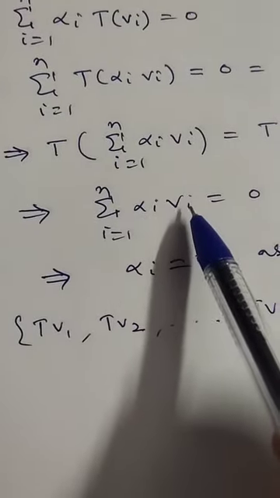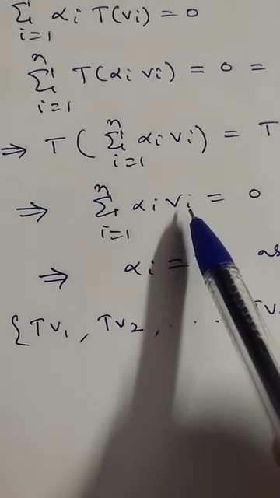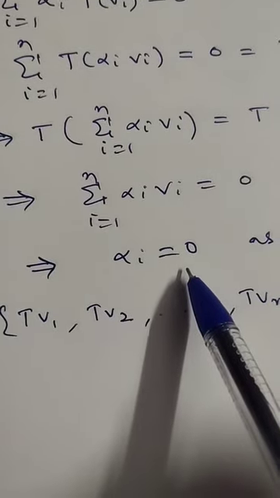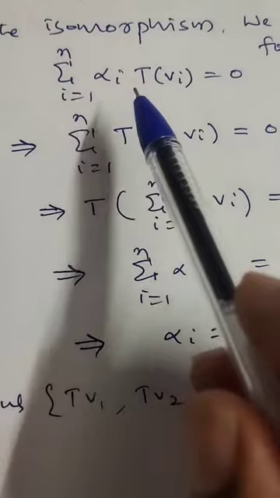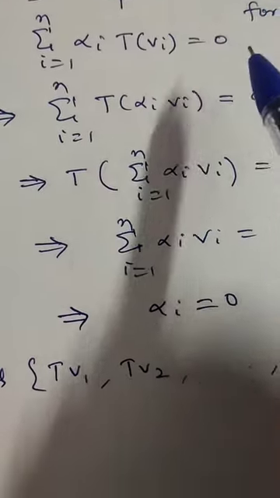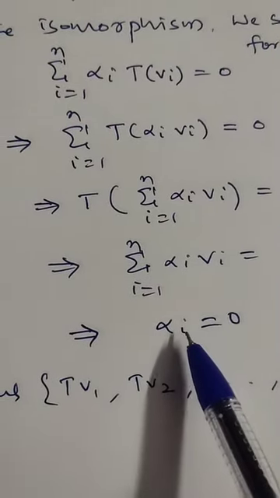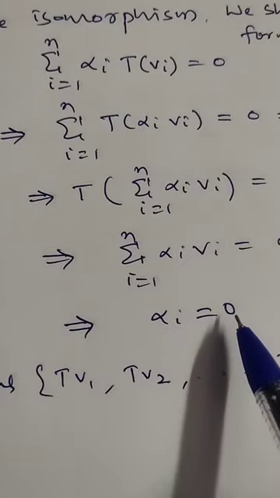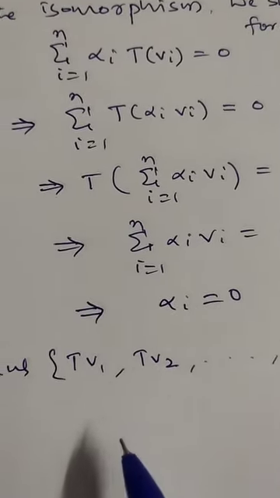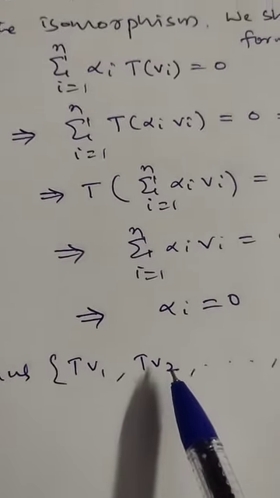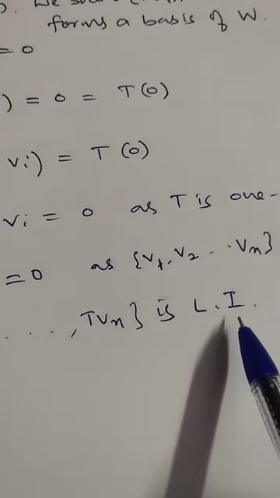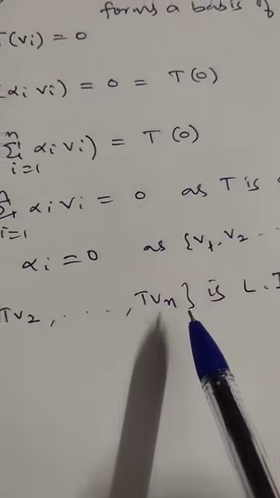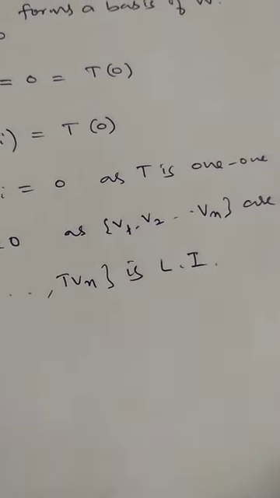Now as V1, V2, etc., Vn are linearly independent, each alpha is equal to 0. Thus we considered summation i equals 1 to n of alpha i T of Vi equal to 0, and we have shown that each of the scalar coefficients alpha i is equal to 0. Therefore what you can declare is that T of V1, T of V2, etc., T of Vn is a linearly independent set.